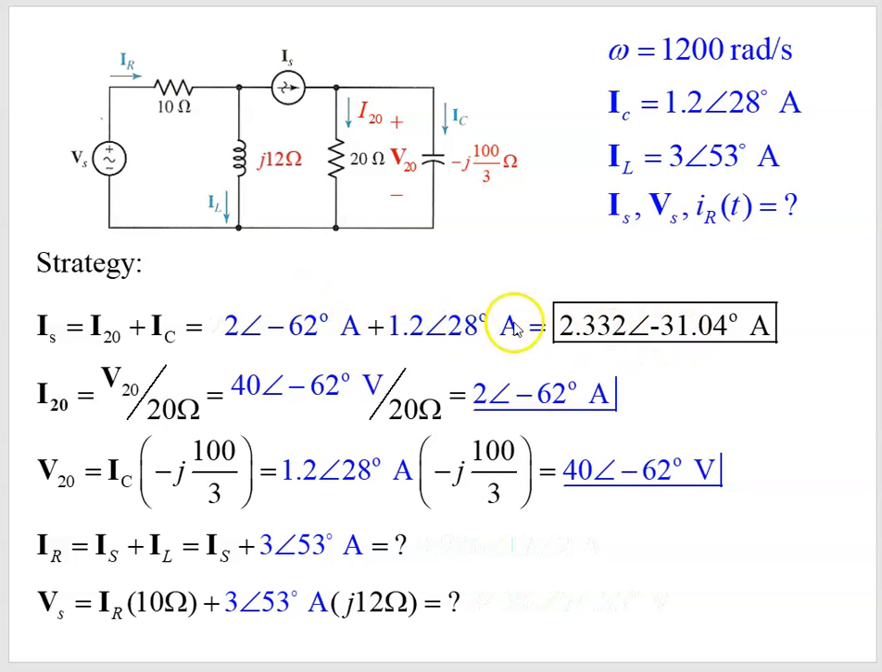We get that this source current, the sum of I-20 plus IC here, is 2.322, and our angle is negative 31.04 degrees. Again, the magnitude of 20 versus this is our 33.3. We see the capacitive reactance portion is greater than the 20 ohms. However, they're in parallel here as this is dividing.